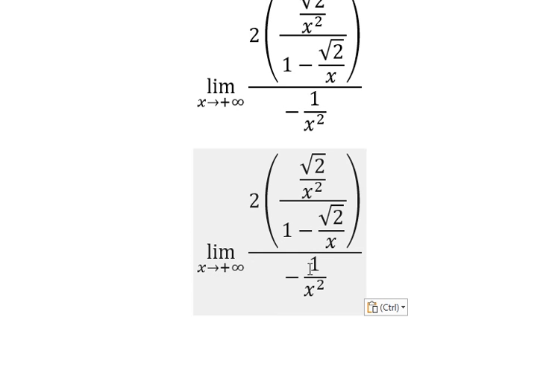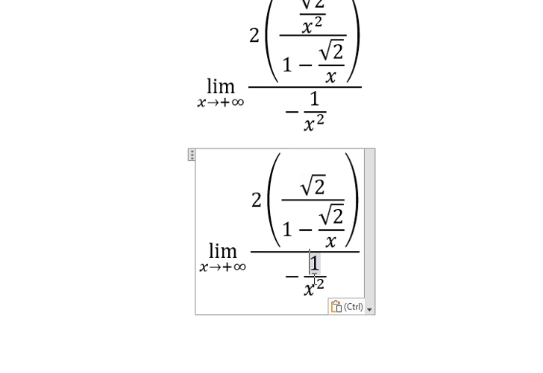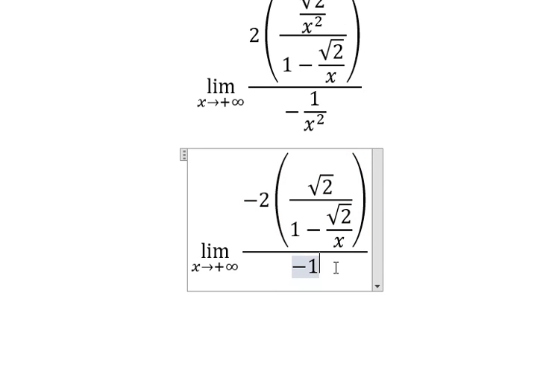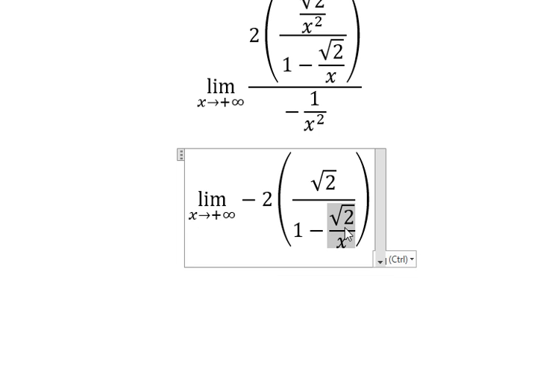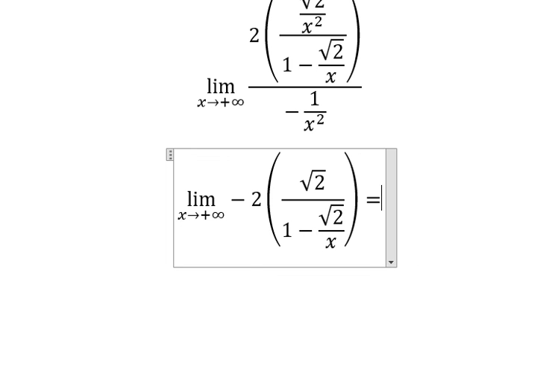Now we need to simplify s squared. And the negative number 1 I will put in here. Next, when s approaches positive infinity, this one you got about 0. And now we have the final answer.